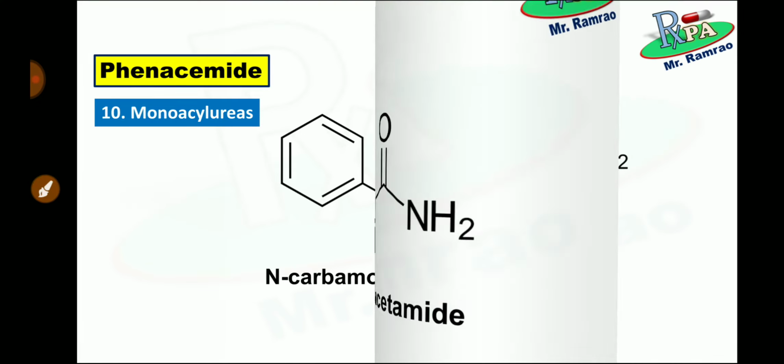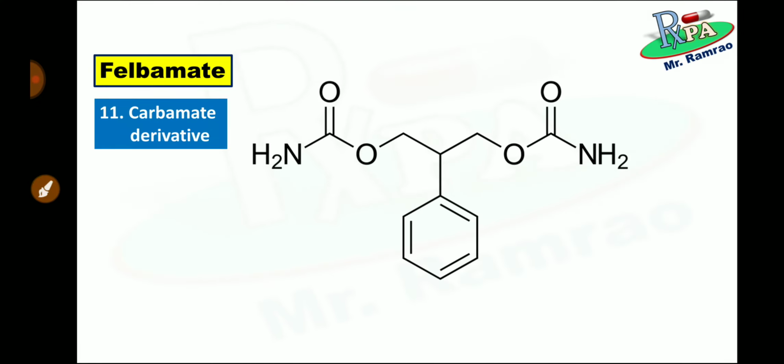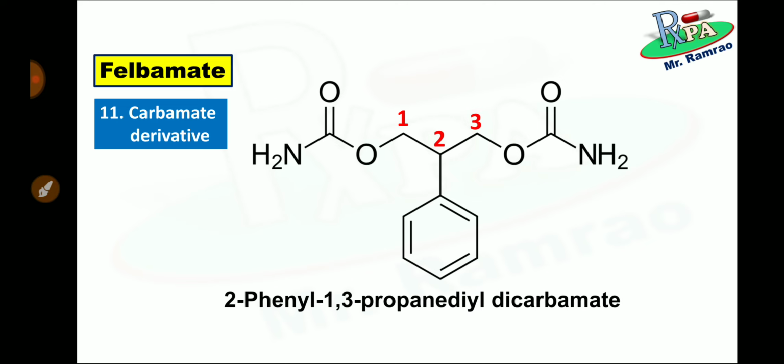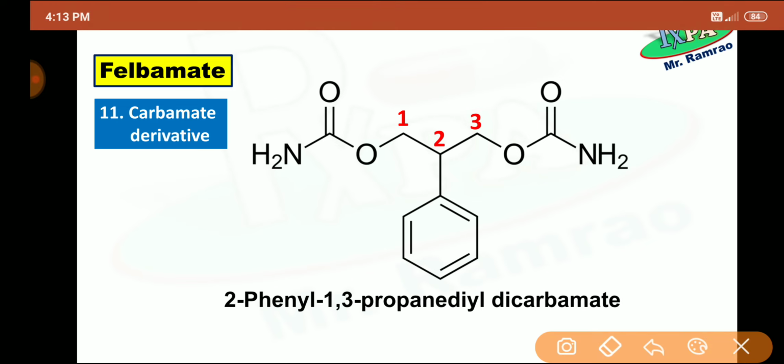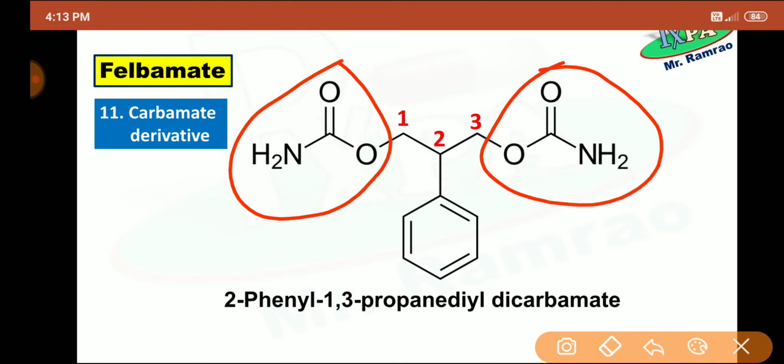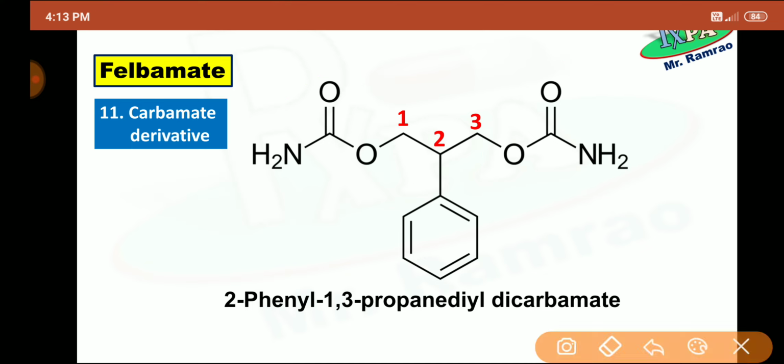Now the last chemical class in the anticonvulsant drugs is the carbamate derivative, or the carbamic acid derivative, and the molecule is felbamate. First we will give the numbering, then we will see how the IUPAC name is given. So this is a carbamic acid derivative. Why carbamic acid? This part and this part belong to carbamic acid. That's why it is a carbamic acid derivative.